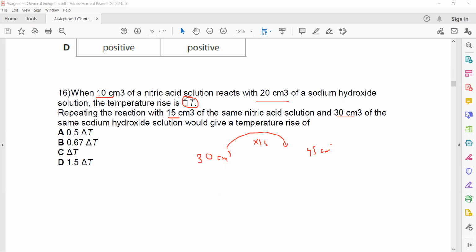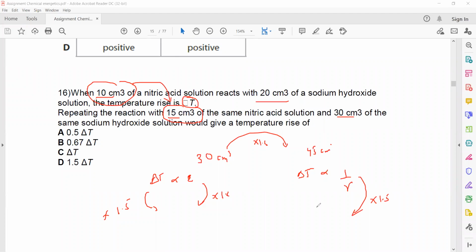And what about the moles? This was 10 cm cube, now it has become 15. So moles also increased by 1.5. The temperature change is directly proportional to energy or moles. Moles are increased by 1.5, so temperature change increased by 1.5. And temperature change and volume are inversely proportional. Volume is increased by 1.5, so temperature change decreased by 1.5. So one factor is increasing 1.5, the other factor is decreasing 1.5. So overall the temperature change will be the same. And I took this specifically because when you write a balanced equation, the mole ratio is 1:1.